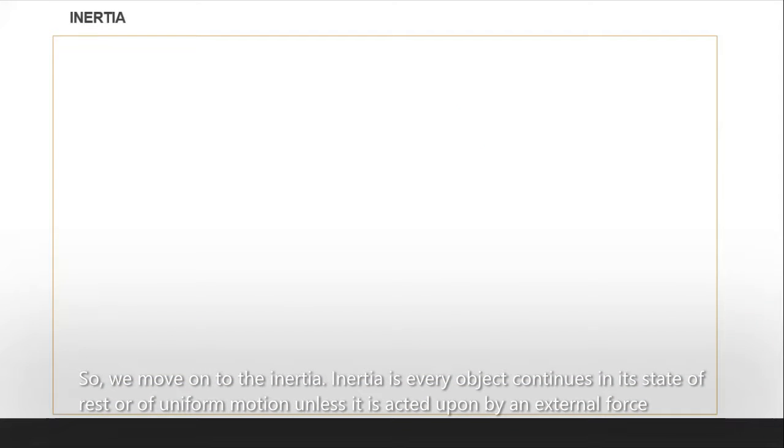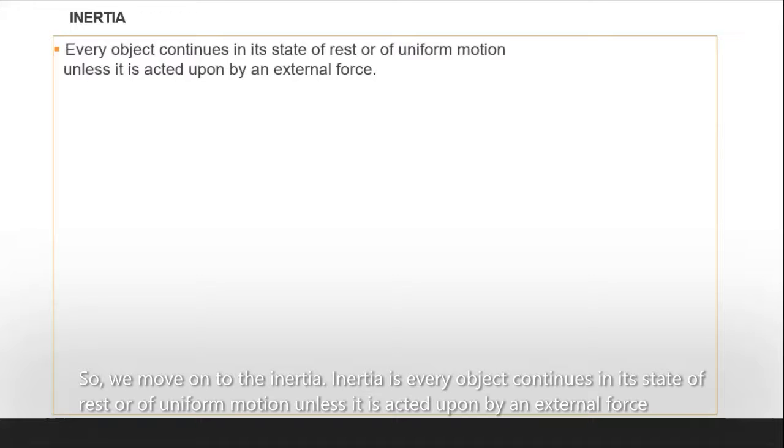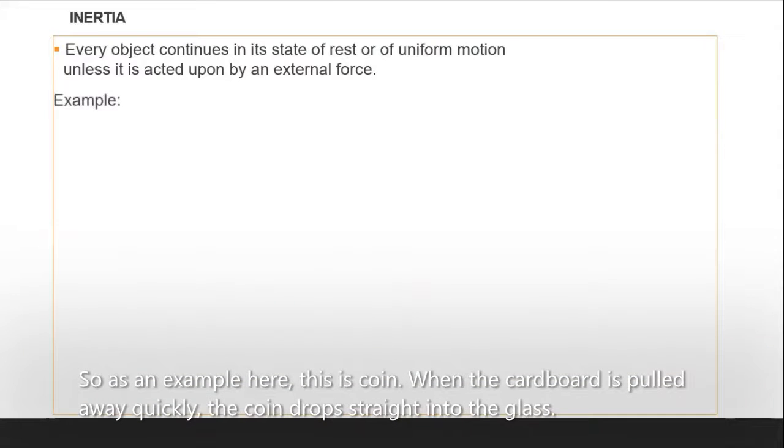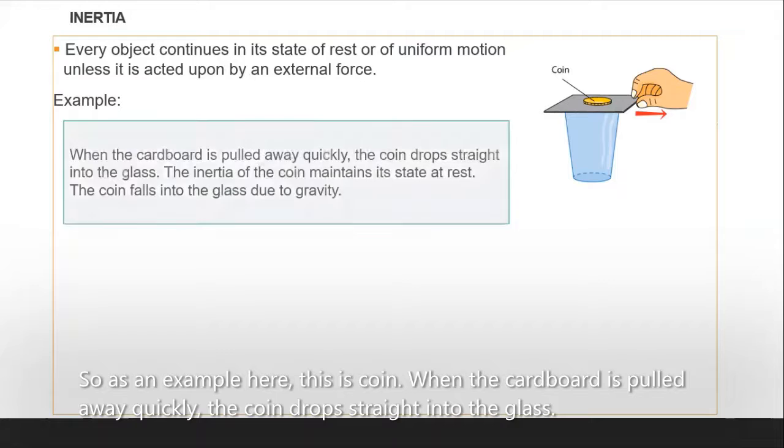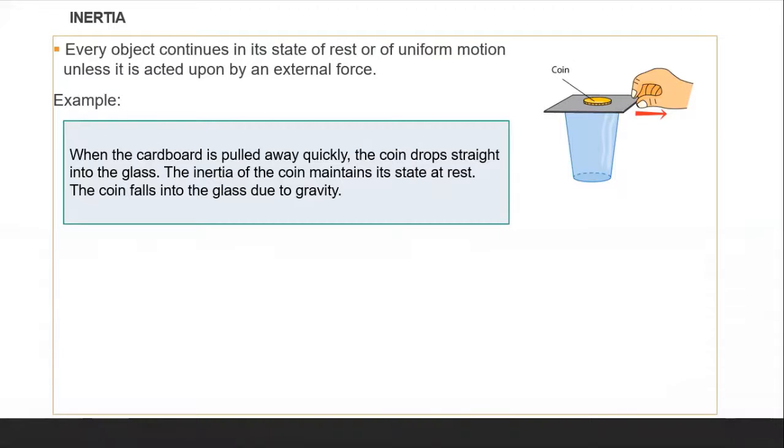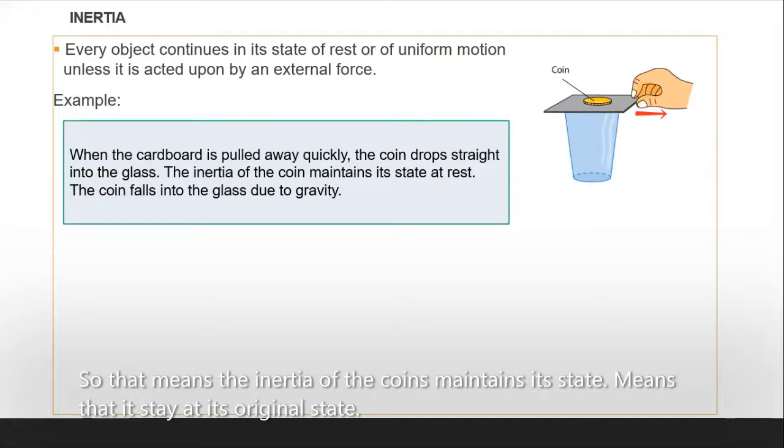So we move on to the inertia. Inertia is when we say that every object continues in its state of rest or of uniform motion unless it is acted upon by an external force. As an example here, this is a coin. When the cardboard is pulled away quickly, we must do it quickly, the coin drops straight into the glass. So that means the inertia of the coin maintains its state. It resists. It stays at its original state.